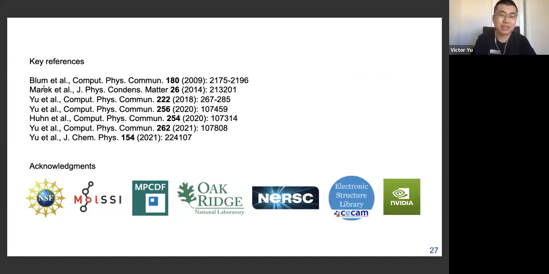Because my time is limited, I didn't go into all the details about the large-scale calculations and GPUs, but here I list the key references, so you can check them out. And those are the funding agencies and supercomputing centers where the benchmarks of this work have been done. Thank you for your attention and questions.